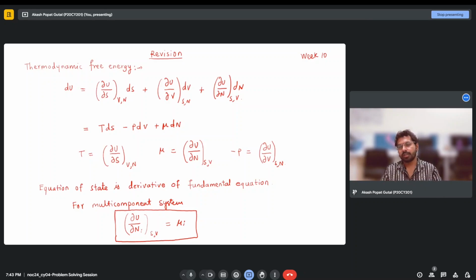In week 10, we defined thermodynamic free energy and a lot of things related to the exact total differential form, and we defined mu, the chemical potential. For a multi-component system, this is the equation for chemical potential: the change in internal energy by changing the number of the ith component at constant entropy and volume. So that is the definition of chemical potential.